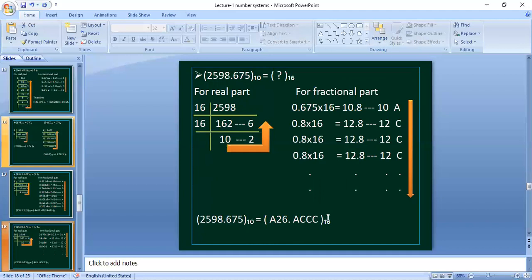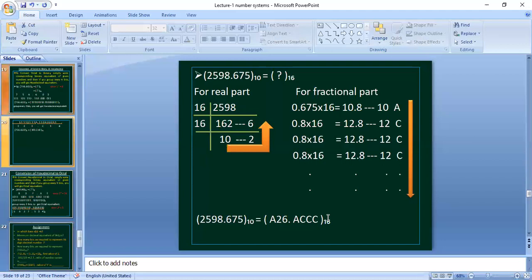So this is all about decimal to other number system conversions. If you want to convert decimal to other number systems, if the decimal has an integer part, we need to follow the successive division by the destination radix, and we need to follow successive multiplication with the destination radix if it has a fractional part. Okay, and next one.